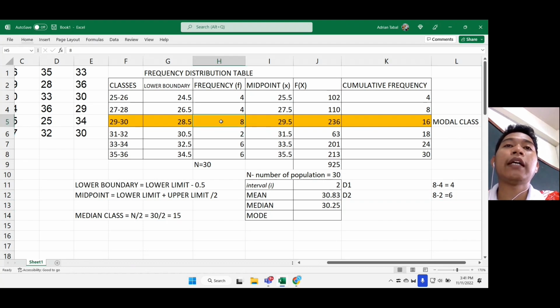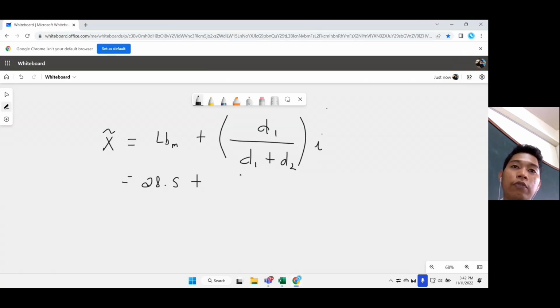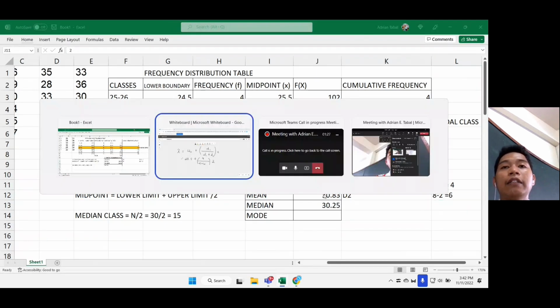Again, D1 is the frequency of the modal class minus the frequency before it, and D2 is the frequency of the modal class minus the frequency after it. So we have 4 and 6. Let's go back to our solution. We have D1, 4, over 4 plus 6, times 2, which is our interval. Our interval is 2, don't forget.